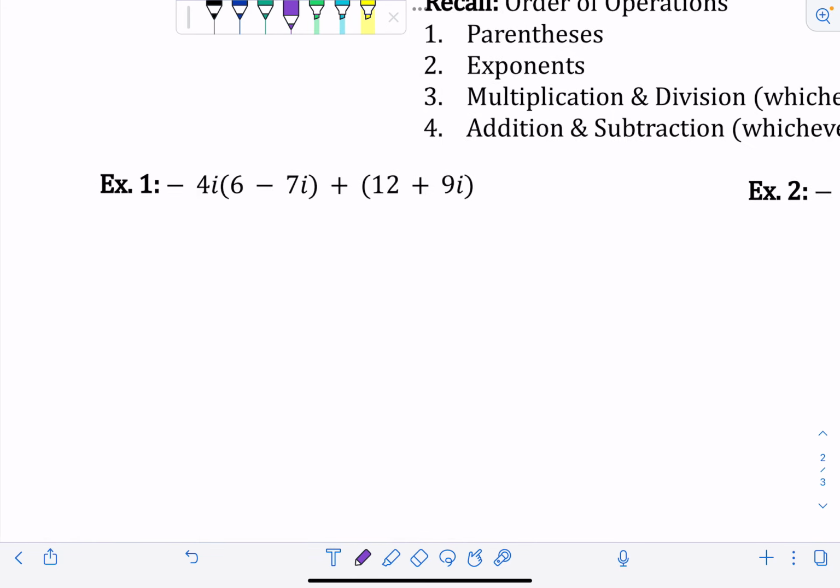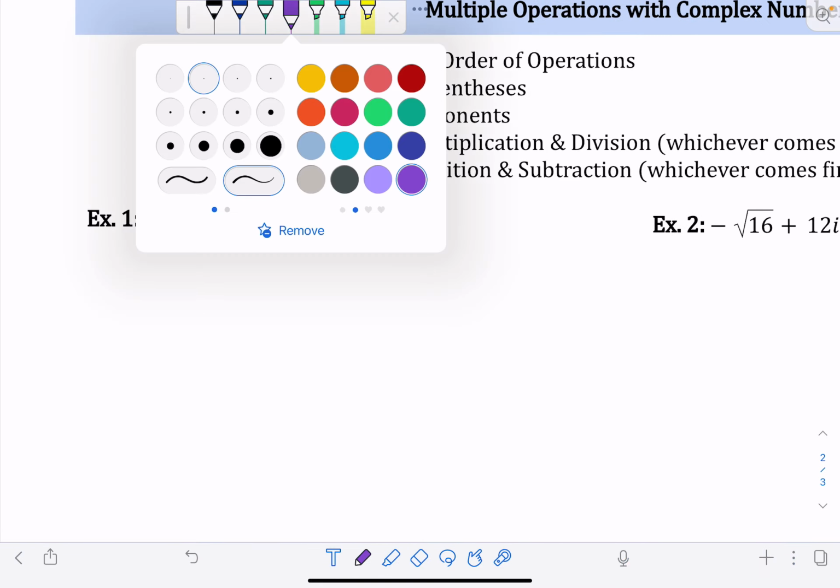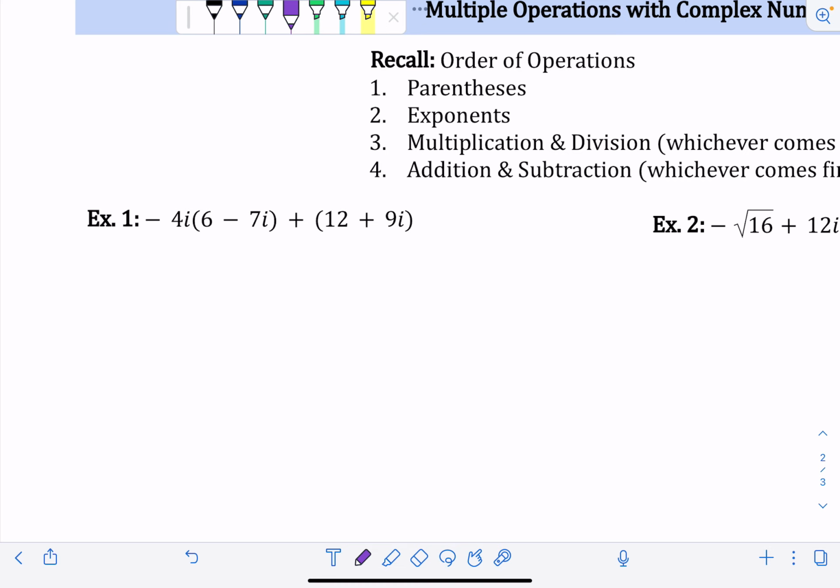So example 1. I'm going to go ahead and jump into it. It's negative 4i times 6 minus 7i plus 12 plus 9i. So I'm going to distribute this. With parentheses, it's kind of asking you to simplify what's inside the parentheses first. What is inside the parentheses cannot be simplified. And then same thing here, because they're not like terms. One is real, one is imaginary. So we can't do anything there.